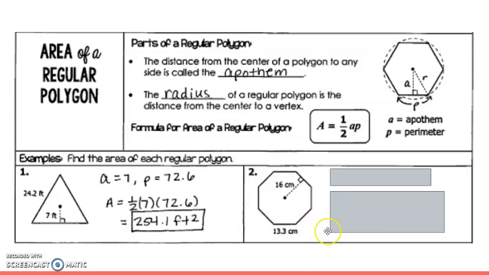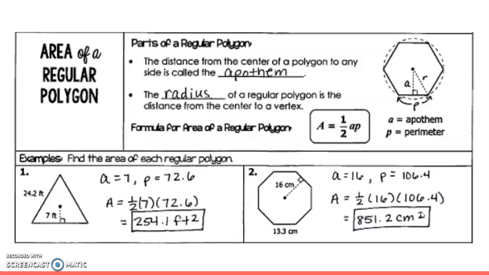So looking at example number 2, our apothem is 16, and then we're going to find our perimeter. So this shape has 1, 2, 3, 4, 5, 6, 7, 8 sides. So we're doing 13.3 times 8 to get our perimeter of 106.4. Once we have the apothem and the perimeter, we're just plugging them into our formula and multiplying.